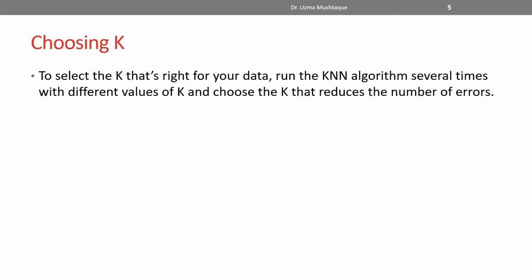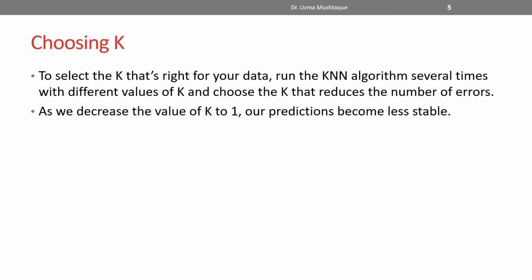Okay, now what is this k? We said k is an input parameter, but there are ways to choose a good value of k. So to select the k that's right for your data, maybe you can run the KNN algorithm several times and see which k value reduces the error the most, and then maybe choose that k. That could be one way.